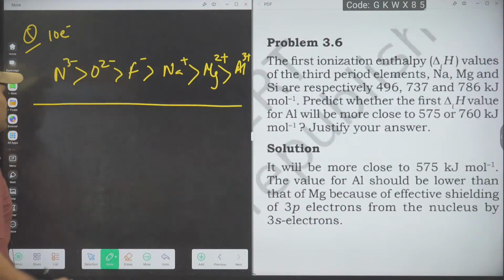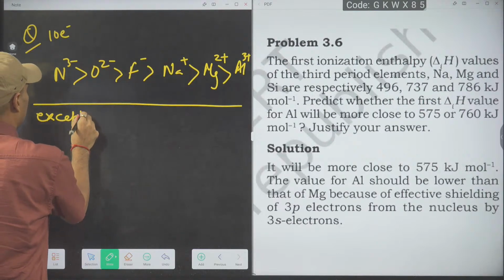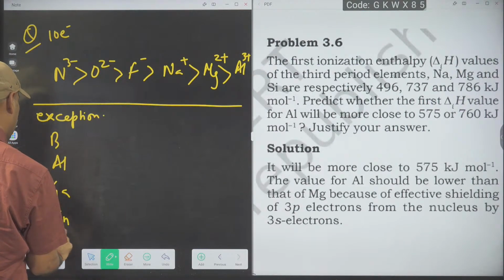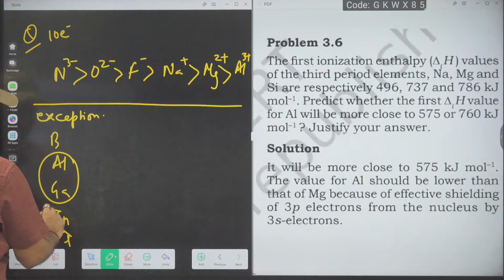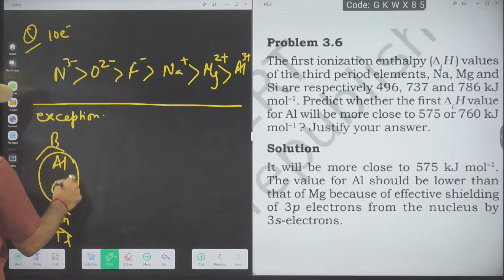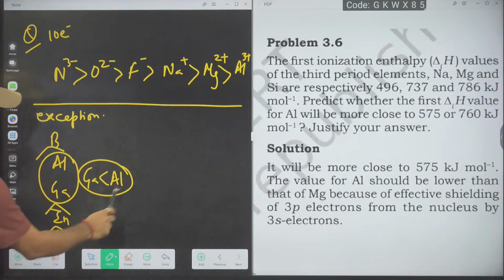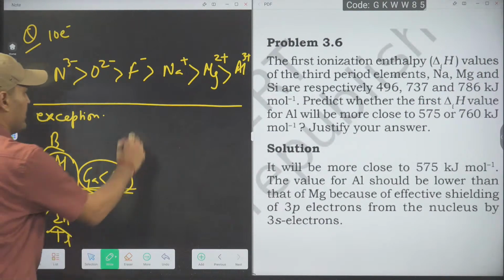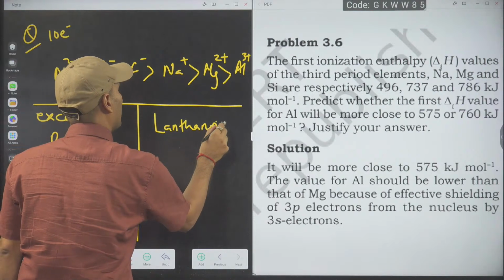Next, few exceptions are there. Like what exceptions you have to study? You have to study the exception of boron, aluminium, gallium, indium, thallium. Everyone knows that down the group size increases. But here we have a problem. Gallium is smaller than aluminium. Then next one, you should also see lanthanoid contraction.